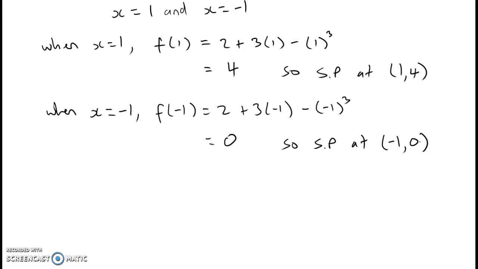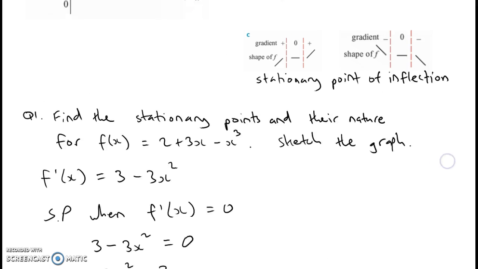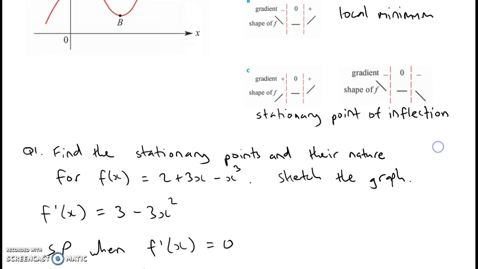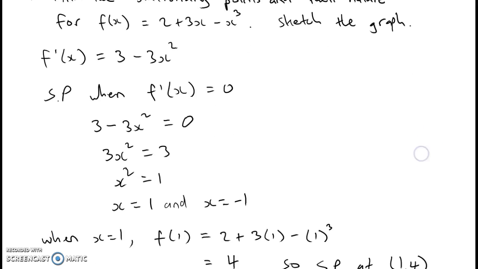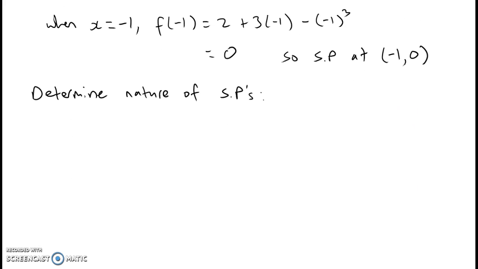Now we need to go ahead and determine the nature of these stationary points. And in order to do that, we need to set up a little table similar to these tables that you've got here, because we need to test the slope of the curve prior to the stationary points that we found and after the stationary points that we've found. So let's set up a little table.